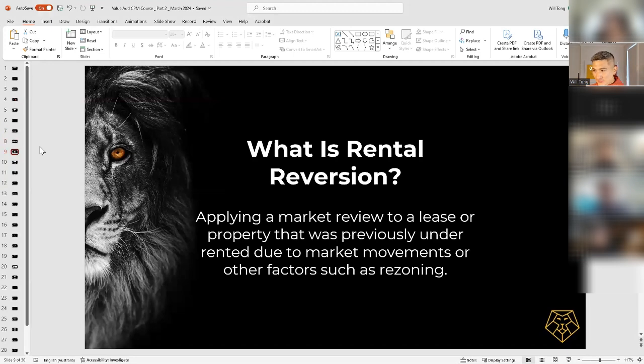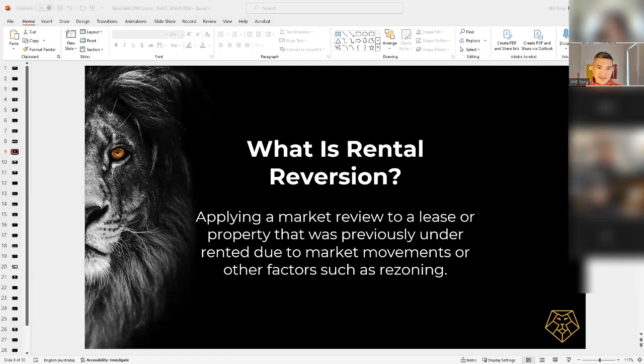Okay, so let's get right into it. Today's session is all about rental reversion strategy. So who's heard of rental reversion before? Hands up. Yep, cool, quite a few of you. Okay, so rental reversion is basically identifying a misalignment in rent and applying a market review to a lease or property that's previously under rented due to market movement or other factors such as rezoning.